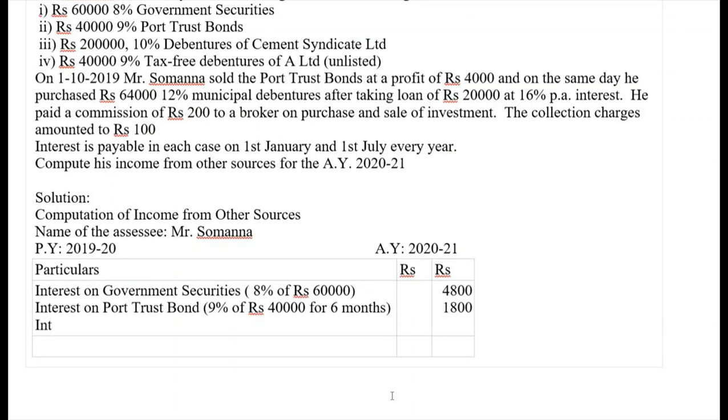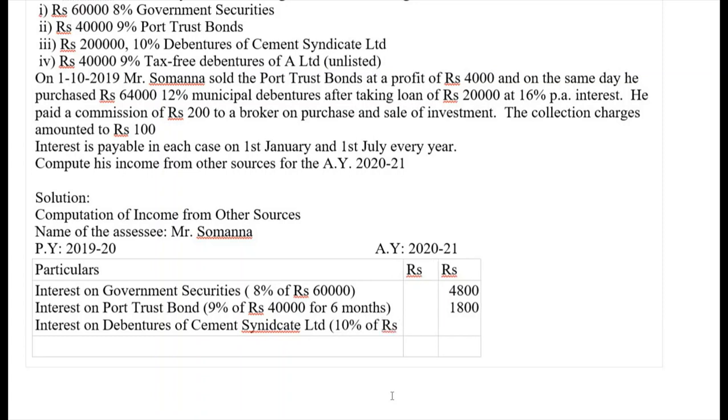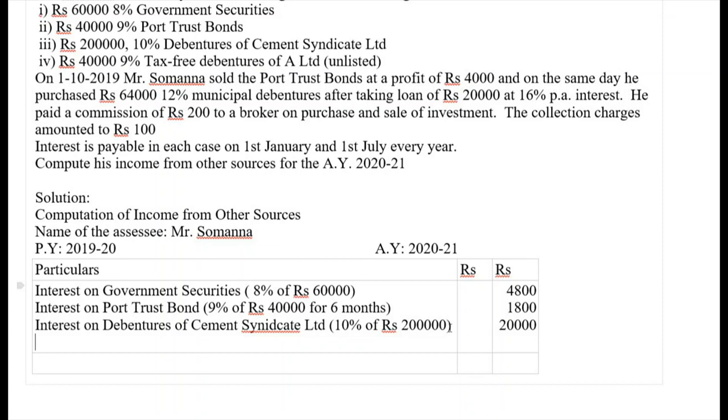Then the next one here, interest on debentures of Cement Syndicate Limited. So this is 10% of rupees 2 lakhs, which comes to 20,000. Just let me make an alignment here. So 20,000.